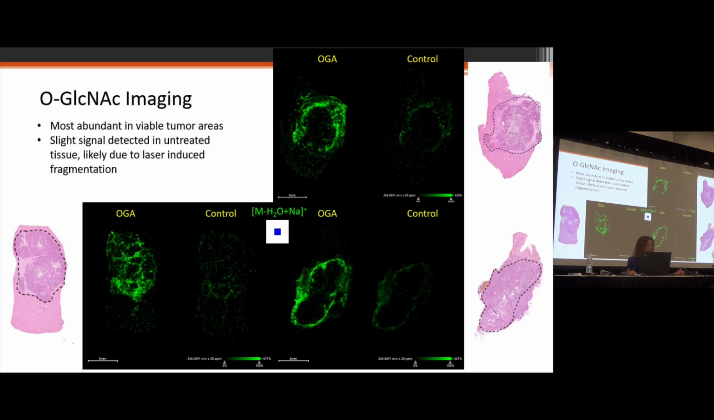Most of these tumors had some necrotic areas, so we weren't seeing the O-GlcNAc as much in the areas of necrosis. We do see a little bit of signal corresponding to the mass of the O-GlcNAc on the control tissue, and this is likely due to a little bit of laser-induced fragmentation. In this case, we were looking at the water loss species that is sodiated. That tended to be our best detected species on tissue.